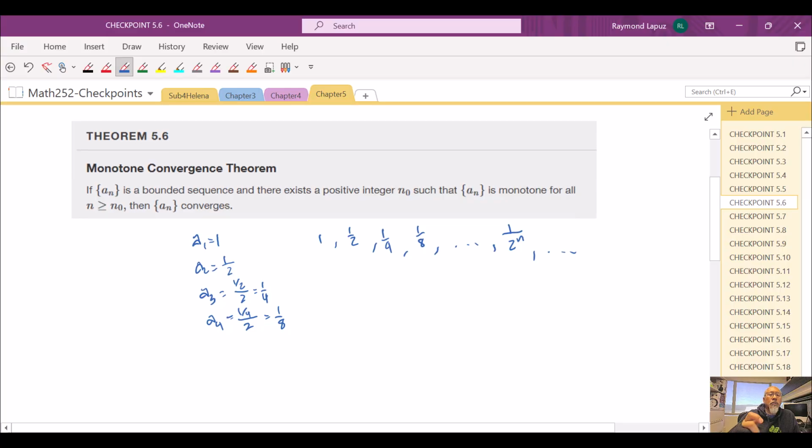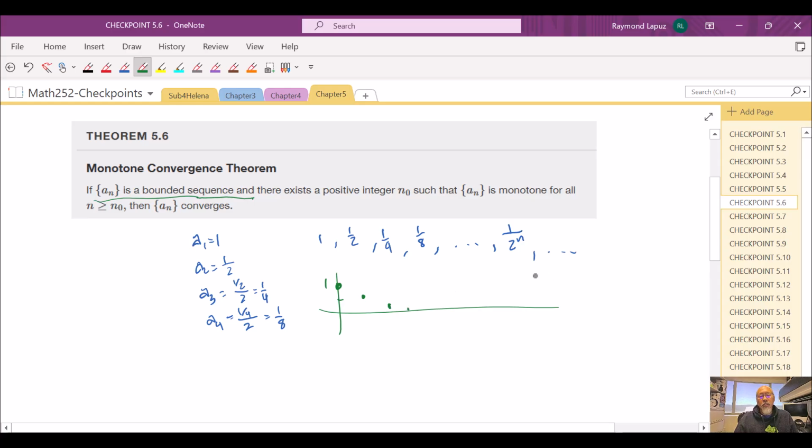So now, what do we need to check? We need to check a couple of things for us to be able to use the monotone convergence theorem. We have to check that a sub n is a bounded sequence. So it starts off with 1. Let's take a look at this from a graphical point of view. It starts off with 1, and then it goes to 1/2, and then 1/4, 1/8, etc.